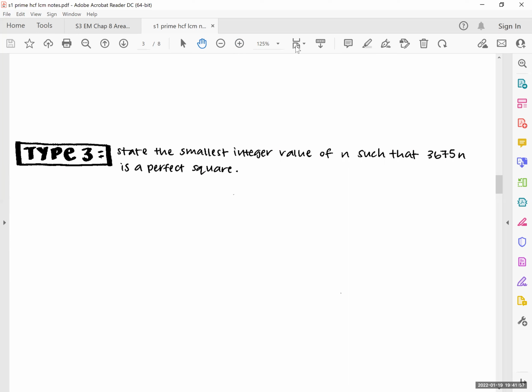Type 3 is actually a very interesting question because they want the smallest integer. Smallest integer means the number needs to be as small as possible. And when they say integer, they are referring to n. So take your highlighter right now and highlight this: 3675n is a perfect square. I would call this a prediction question type.